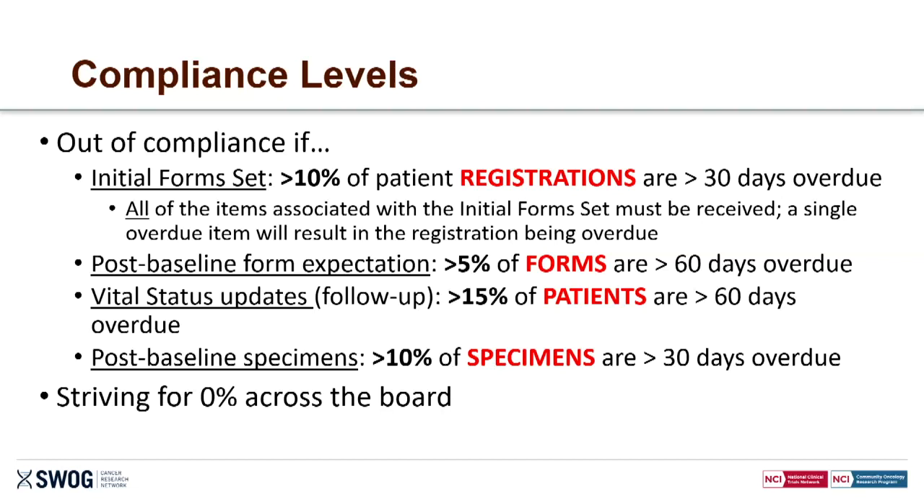When we're looking at post-baseline forms, we're looking at forms as the denominator. And if more than 5% of the forms are overdue, or more than 60 days overdue, then you're out of compliance in that category. And vital status of more than 15% of patients, because here one patient has multiple registrations, maybe on multiple studies, but we're looking at patients. If more than 15% of patients are overdue, more than 60 days overdue, out of compliance. And for post-baseline specimens, it's more than 10% of specimens are more than 30 days overdue, out of compliance. And as opposed to a report card, rather than hoping for 100%, here you're aiming for zeros. Okay, so not a report card, you're looking for 0.